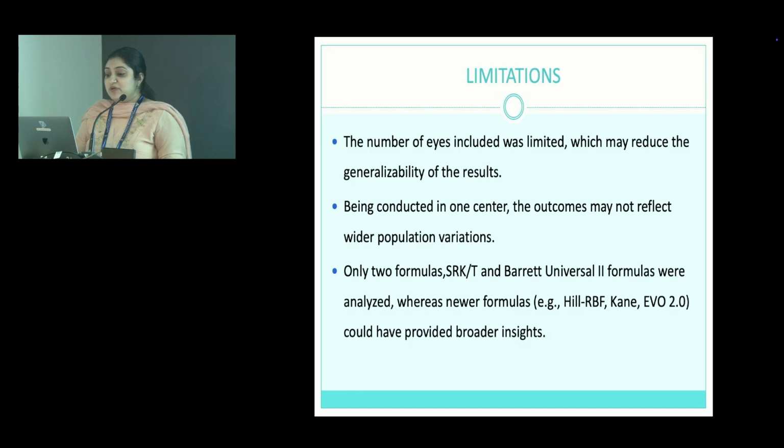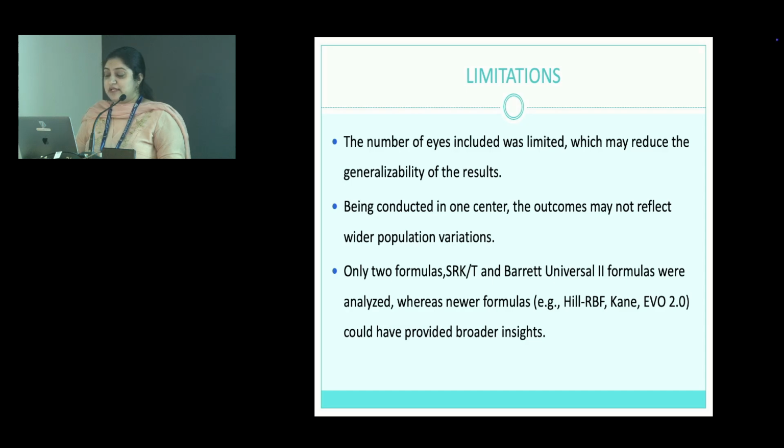My limitations were that the number of eyes included was limited, which may reduce generalizability of the results. Being conducted in one center, the outcomes may not reflect wider population variations. Only two formulas, SRKT and Barrett Universal formulas, were analyzed, whereas newer formulas like Hill RBF, Kane, EVO 2.0 could have provided broader insights.